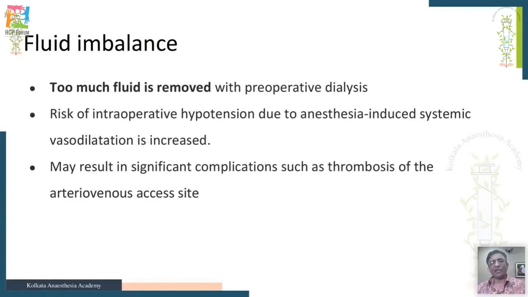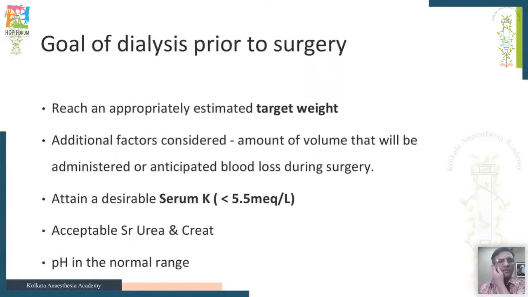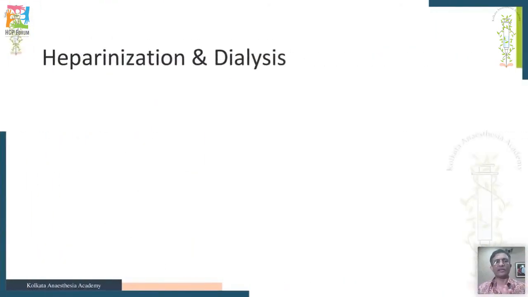At the same time, if you remove too much fluid, they will have hypotension. Anesthesia-induced systemic vasodilatation is the reason. And this is not desirable, especially if they have an arteriovenous access site, because severe dehydration can lead to thrombosis, we know, and these sites can get blocked. So the goal of dialysis is, am I reaching the target weight? And additional factors, as we talked about initially: potassium, urea, creatinine, and the pH getting into a normal range.